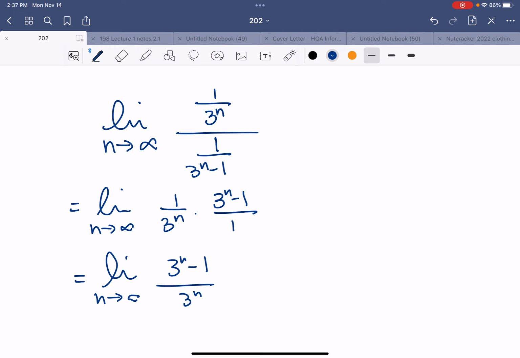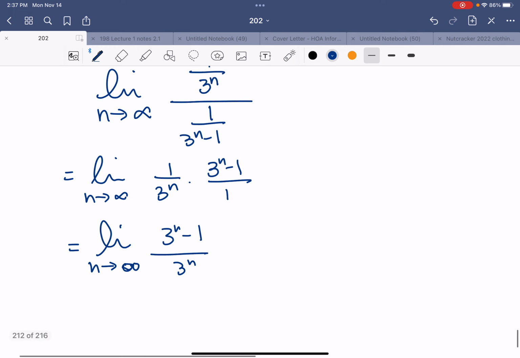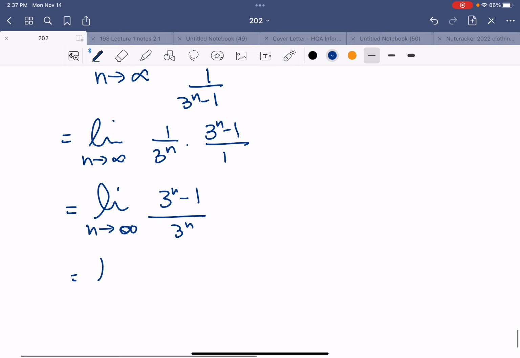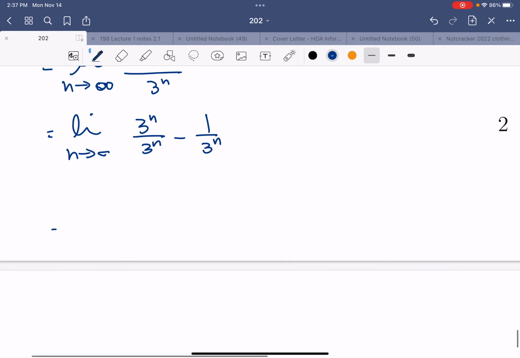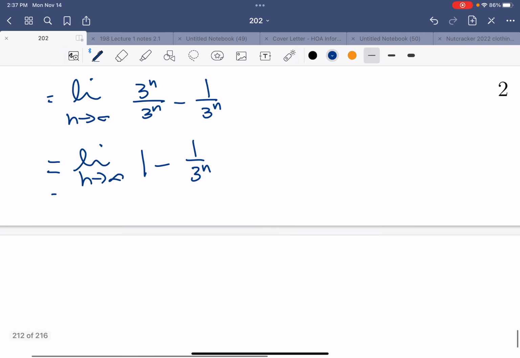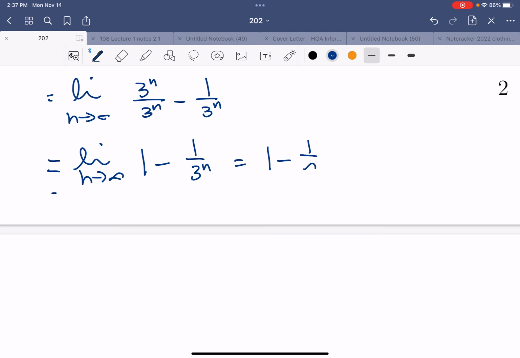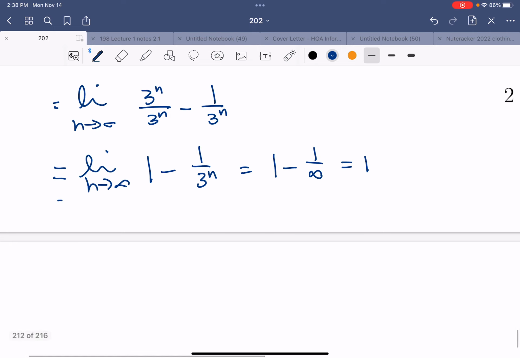And what we can do here is we can split this. So this is the limit as n goes to infinity of 3 to the n over 3 to the n minus 1 over 3 to the n. And in terms of limits, this is the limit as n goes to infinity of 1 minus 1 over 3 to the n. And then when you take n goes to infinity, this is 1 minus 1 over infinity, and that turns out to be 1. And so therefore you get a number that is non-zero.